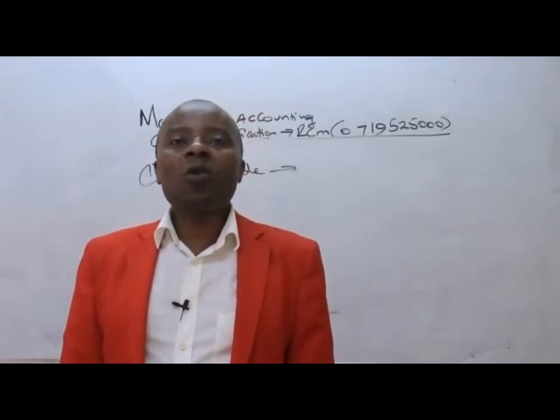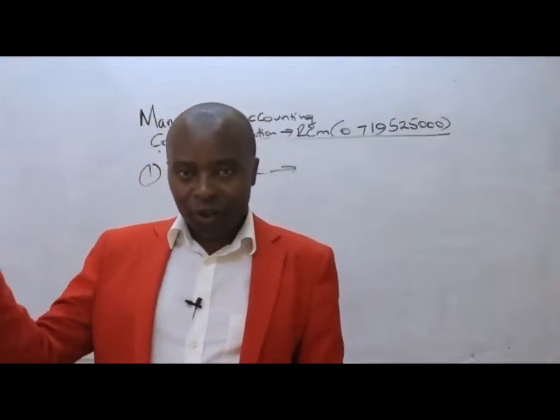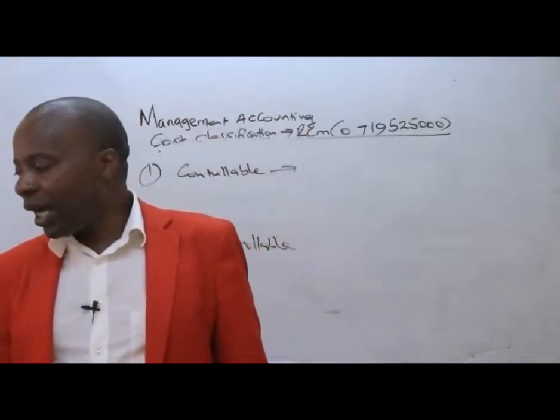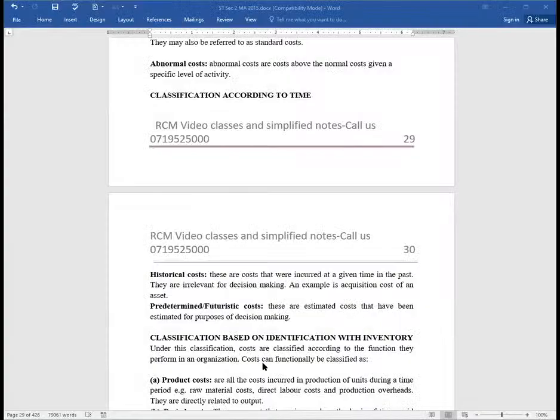And as we shall be seeing later on, historical costs really don't influence our decision making in the future. And then we have, ladies and gentlemen, what we call futuristic. The second class here is the futuristic, future or predetermined cost. These are estimated costs, estimated for purposes of decision making, costs that have not yet been incurred, which for purposes of creating a platform for an effective decision making process, we are trying to estimate. So that is very important for you to understand.